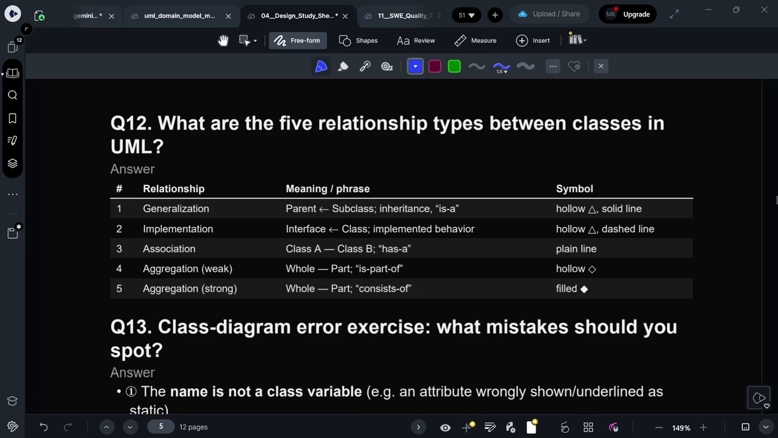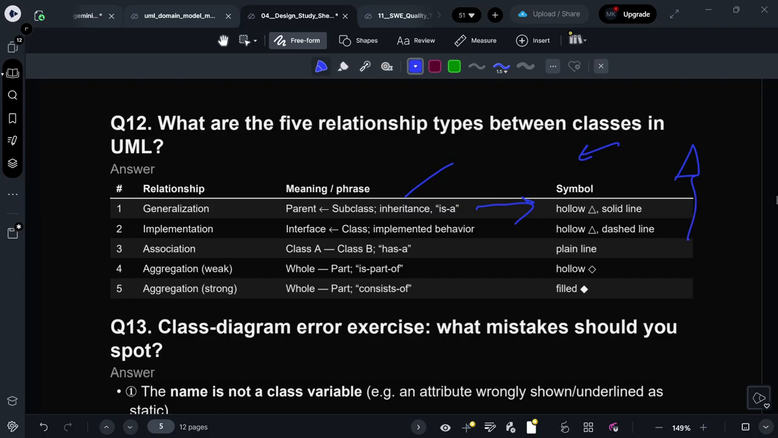What are the 5 relationship types between classes in UML? We have generalization, implementation, association, aggregation weak and aggregation strong. Then we have meanings: parent, subclass, inherits, is-a relationship; interface, class, implements behavior, for example. For generalization, the symbol is a hollow arrowhead, and it's a solid line.